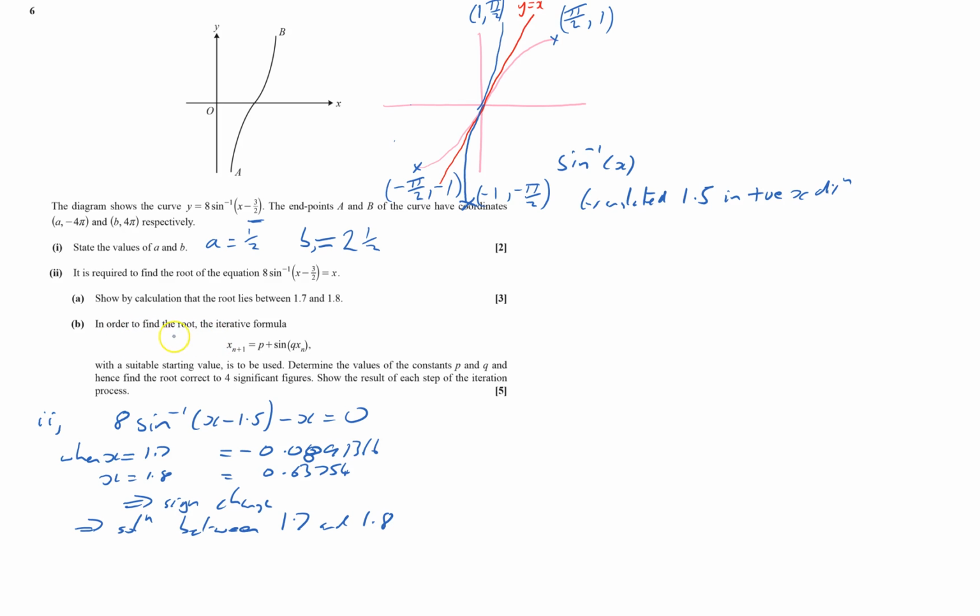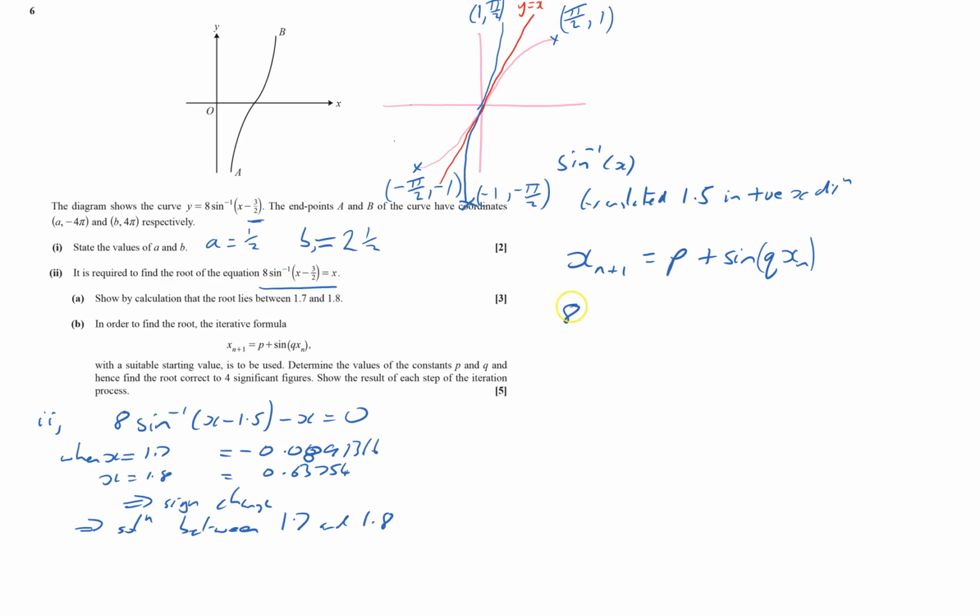In order to find the root, the iterative formula is going to be used. But the iterative formula here involves sine. It doesn't involve sine to minus 1, so I'm going to have to rearrange the initial equation. We're going to start with x, that's what we're going to have: x n plus 1 equals p plus sine of q x n. And so we're going to start off using this expression here.